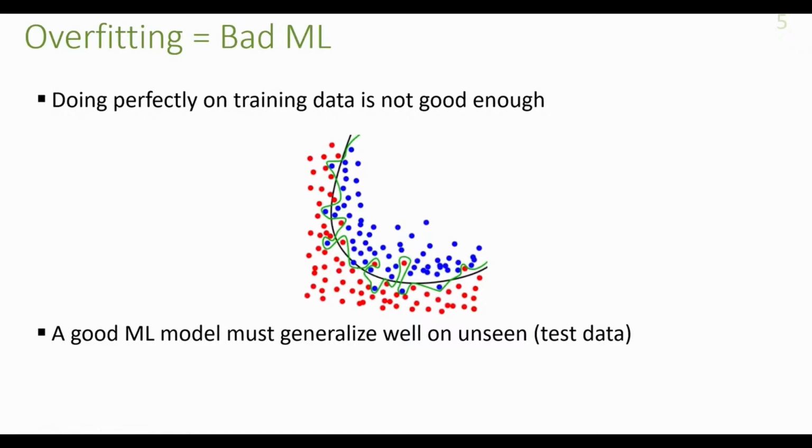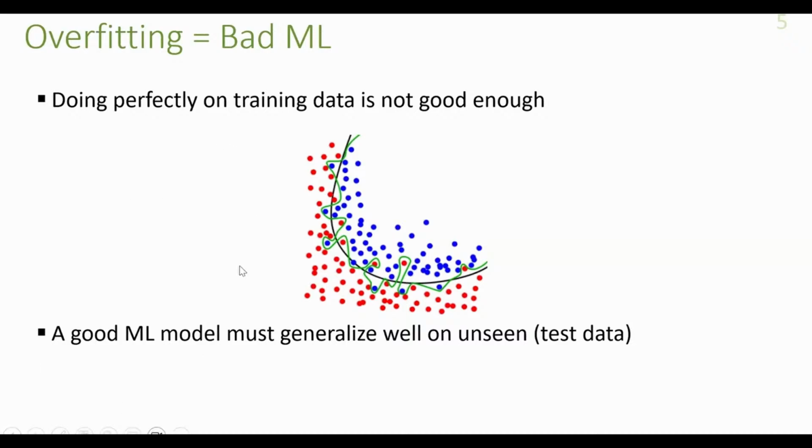Okay, so now let me briefly discuss the overfitting concept. Overfitting means we are doing very good on the training data, but we are not doing good on the test data, on the future data, which means the model is memorizing the training data. The model is memorizing everything, which is not good when we train an ML model, right?